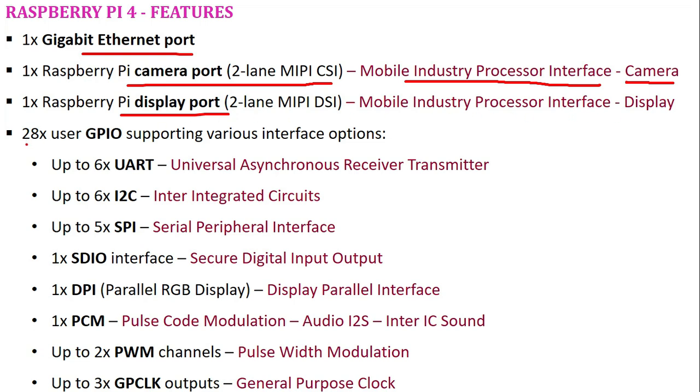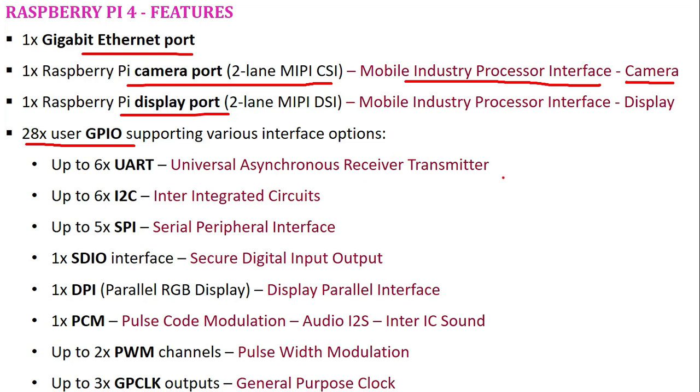Then we have 28 GPIO pins. GPIO stands for General Purpose Input Output pins. Out of these 28 GPIO pins, we have multiple pins with support for communication as well as audio processing outputs. Each GPIO pin has alternate functions, so it can have up to 6 different alternate functions.